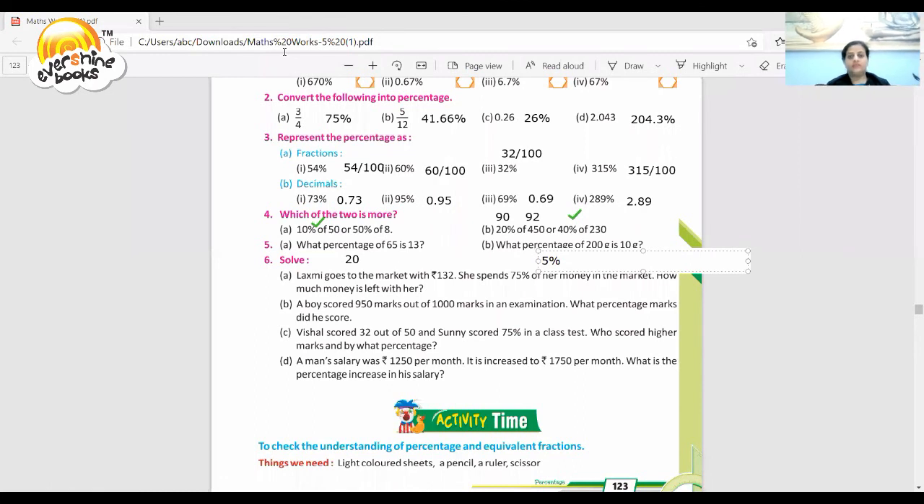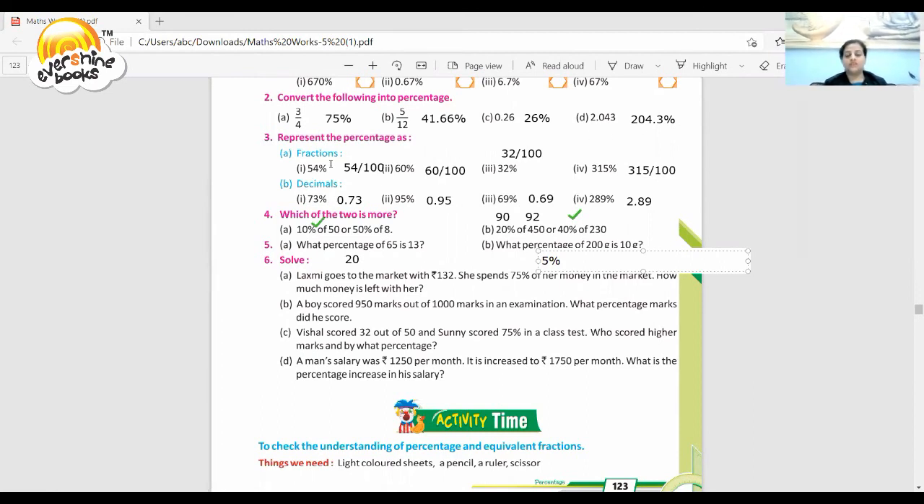So students, if we want to convert into percentage, we have to multiply with 100. 3 upon 4 into 100, the answer will come 75%. 5 upon 12 into 100, the answer will come 41.66%. 0.26 is going to be 26% as the answer. And for 2.043, the percentage will be 204.3%.